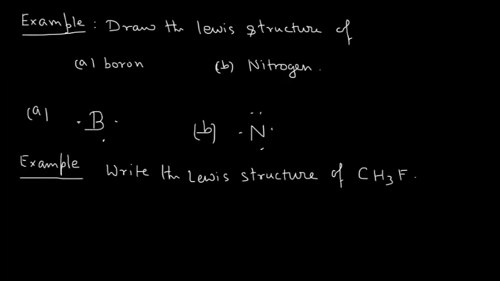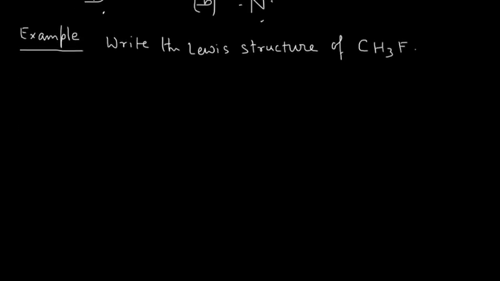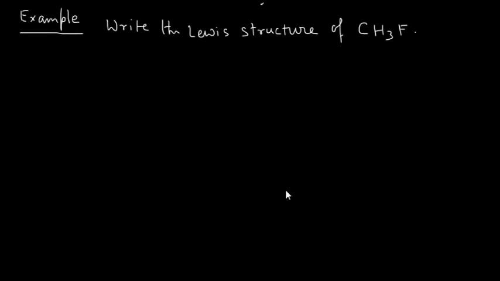Let us do one more example, to find the Lewis dot structure for CH3F. First we will find the total number of valence electrons in the compound. C has 4, hydrogen has 1, so it will be 3 multiplied by 1, and fluorine has 7. We add them. Upon adding, the total number of valence electrons is 14.